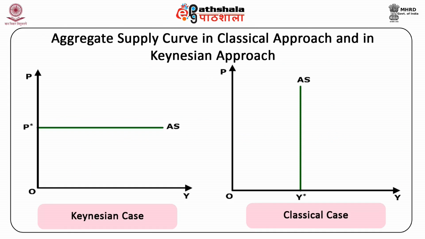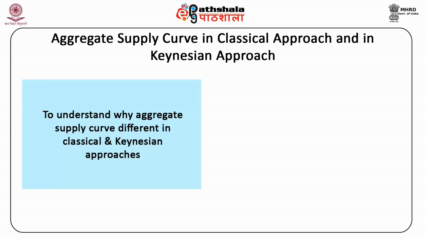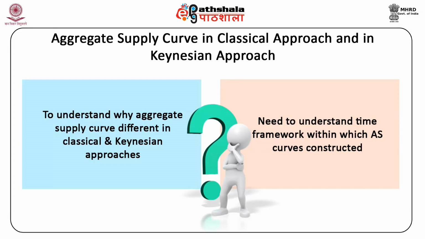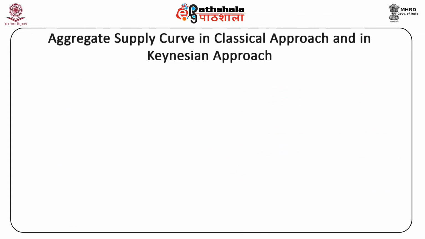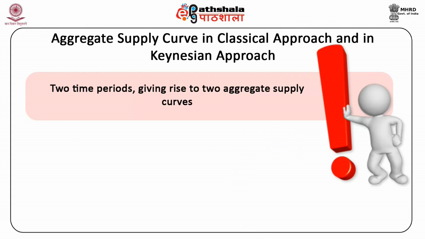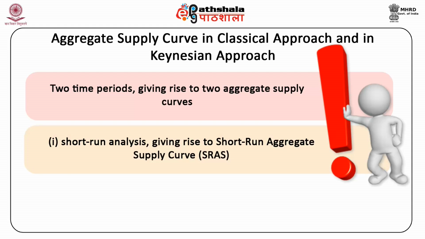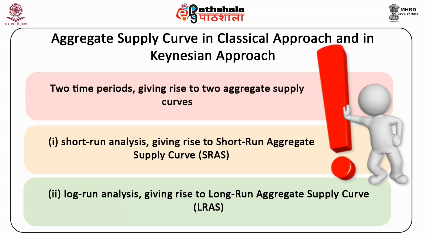Thus, classical and Keynesian views are completely opposite to each other in terms of aggregate supply. To understand why the aggregate supply curve is different in classical and Keynesian approaches, we need to understand the time framework within which these aggregate supply curves are constructed. Basically, there are two time periods, giving rise to two aggregate supply curves. First, short-run analysis giving rise to the short-run aggregate supply curve known as SRAS, and second is the long-run analysis giving rise to the long-run aggregate supply curve known as LRAS.